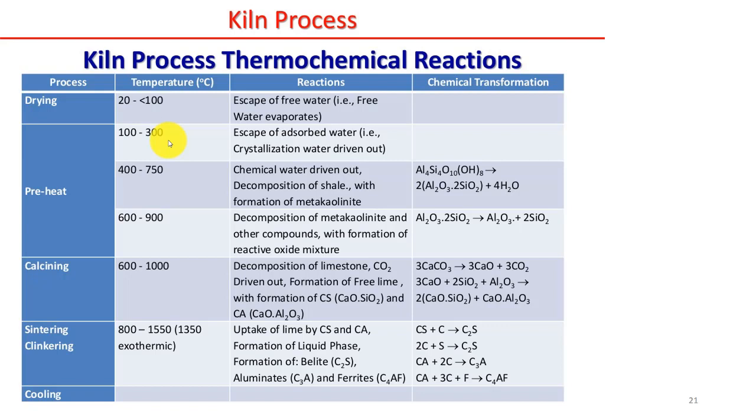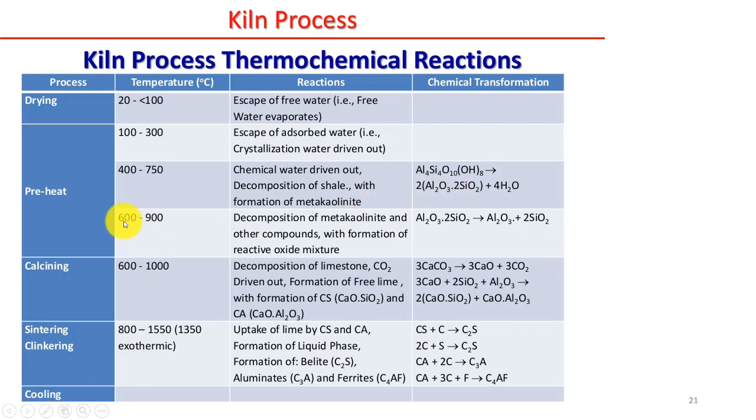In soil, you have different constituents in different chemical compositions. At 300 degrees Celsius, the water of hydration would be removed. Between 400 and 750 degrees Celsius, the decomposition of shale and the formation of metakaolin occurs. For example, you have aluminosilicate hydrates. The chemically attached water present in the aluminosilicate hydrate is detached, decomposed. Then you have a product of aluminosilicates, which is metakaolin.